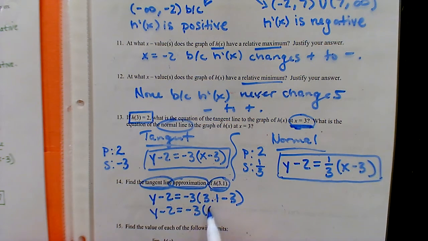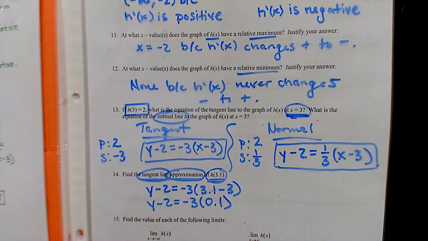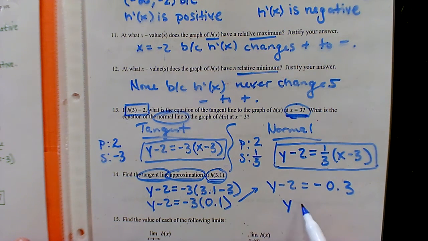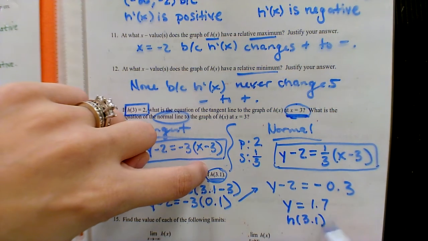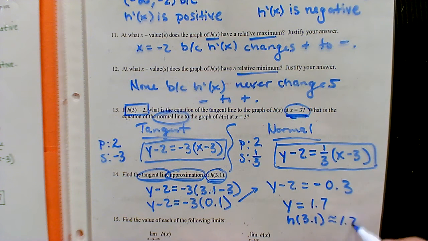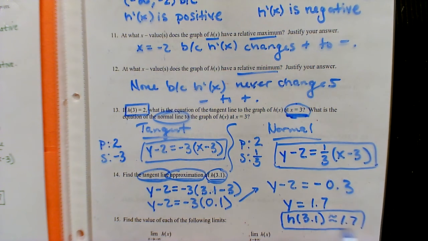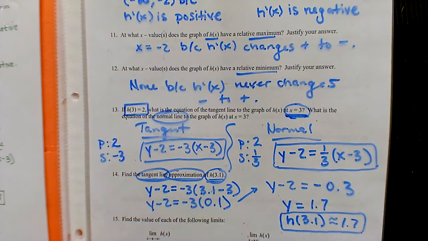3.1 minus 3, 0.1, 0.1 times negative 3. We got negative 0.3. Add the 2 over. We got 1.7. Okay, so clearly the tangent line is close to the actual graph of the original equation at this 3.1, but it's not exact. So this 1.7 is an approximation. If you were to plug in 3.1 into the original equation, it would be about 1.7. A little off, maybe a little bit more, maybe a little bit less.